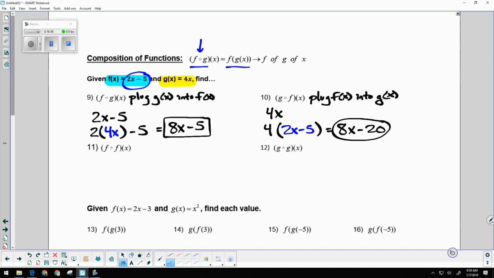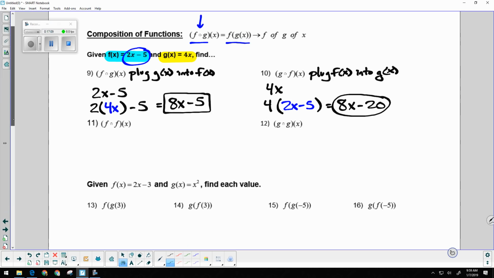You're probably a little confused at this point, and that's understandable. Compositions of functions are not the easiest thing, but it does take practice. If this is a hard concept for you, you're going to have to do more than usual to understand and be able to do these. And that's okay.